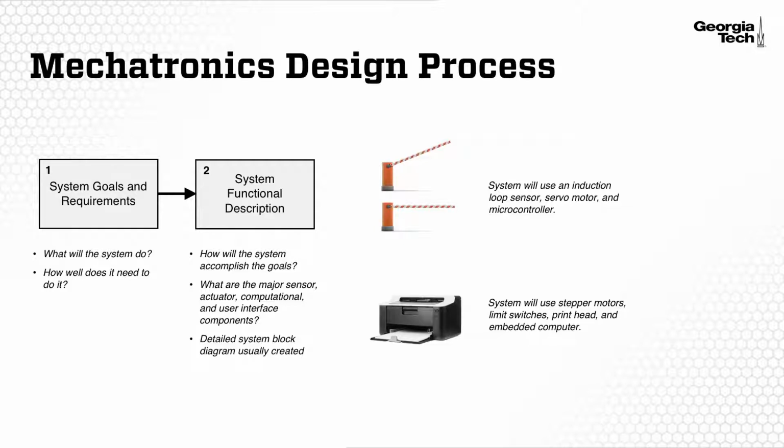For instance, with these two example systems, we might say that our parking garage gate uses an induction loop sensor to detect if a car is near, a servo motor to open the gate, and a microcontroller to do the relevant processing. Likewise, for our printer, we might specify the use of stepper motors, limit switches to detect where a print head is located, an actual print head to do the printing, and an embedded computer to control the device functionality.